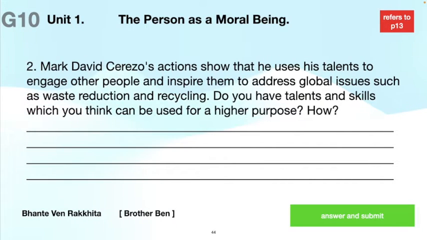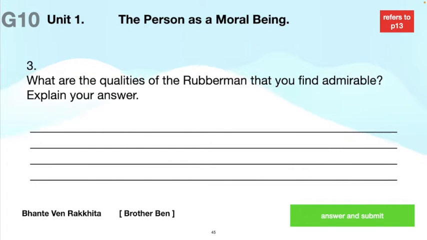2. Mark David Cerezo's actions show that he uses his talents to engage other people and inspire them to address global issues such as waste reduction and recycling. Do you have talents and skills which you think can be used for a higher purpose? How? And 3, what are the qualities of the rubber man that you find admirable? Explain your answer.